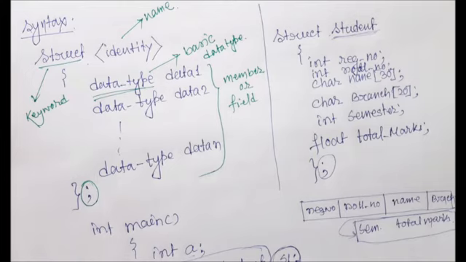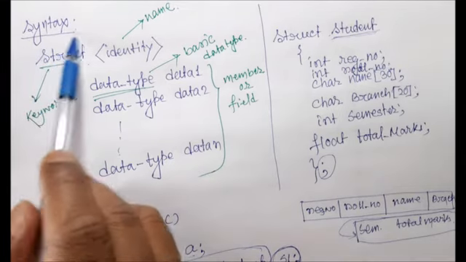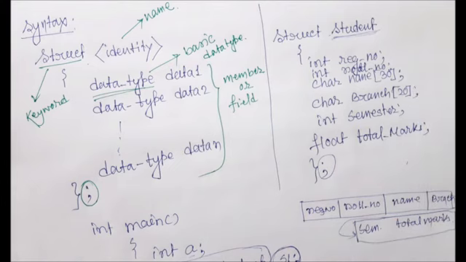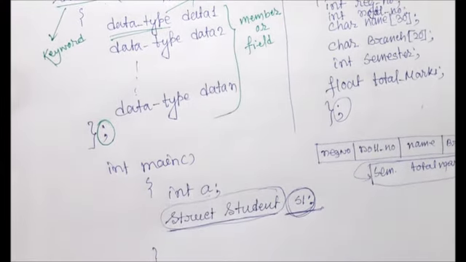So, how many bytes are required? We will discuss that later. What is the size of the structure? How do I get the size of the structure? We will discuss in a minute. So, from now we know how to declare a structure. Then we know how to declare a structure variable.